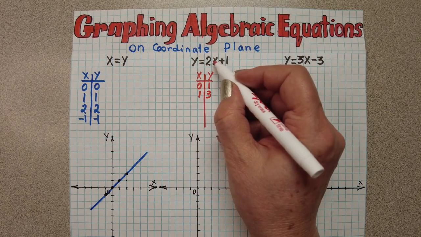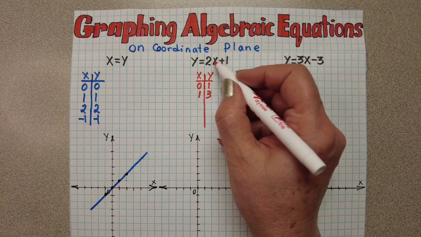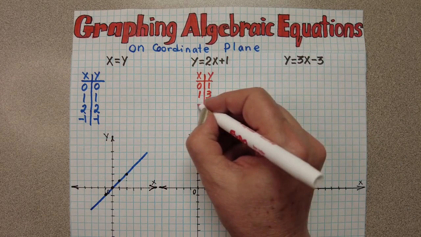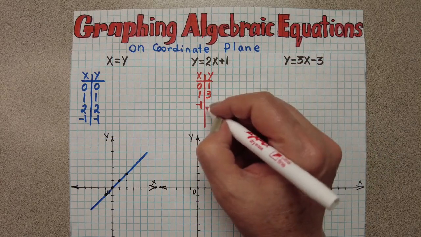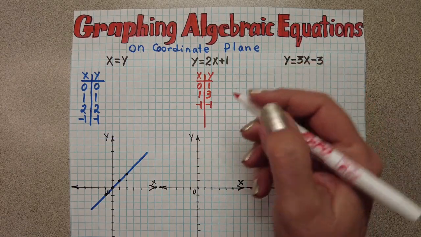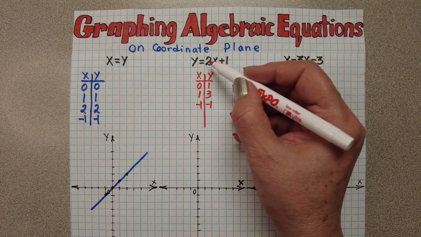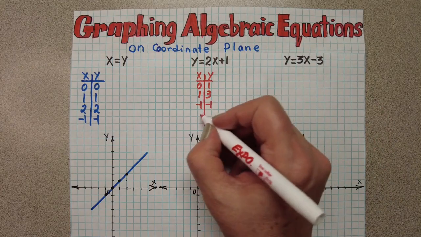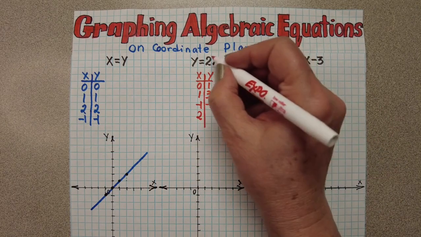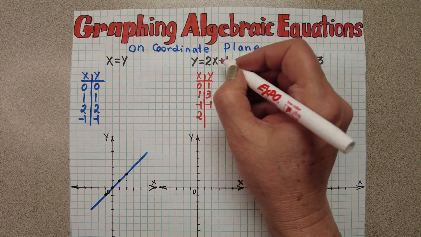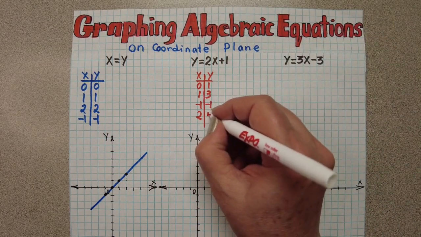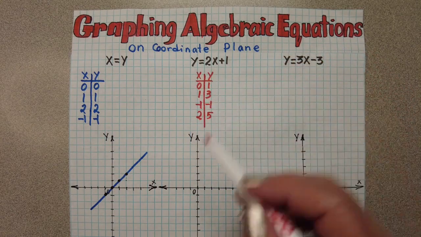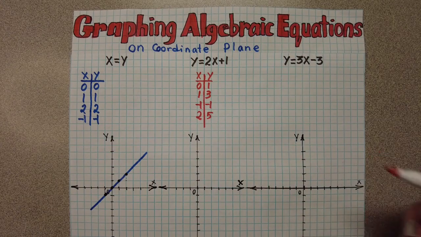When x, let's put a negative number. X is negative 1. Negative 1 times 2 is negative 2. Plus 1 will be negative 1. Okay, let's do one more. When our x is 2, 2 times 2 is 4. Plus 1 is 5. Our y will be 5. Now let's place these number pairs on the coordinate plane and see what we will have.